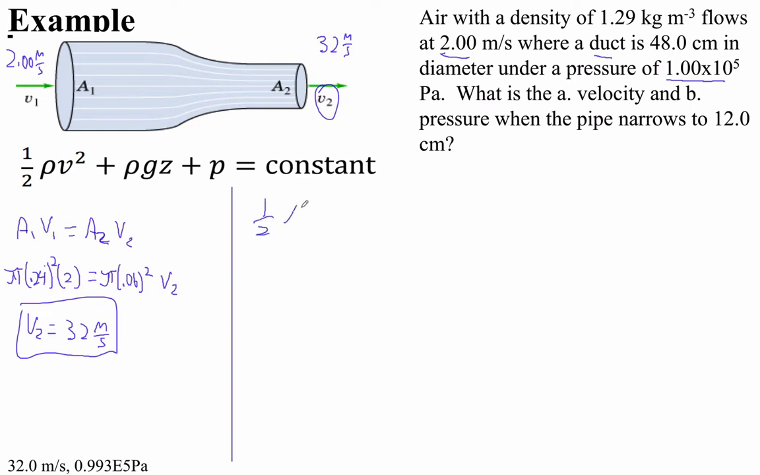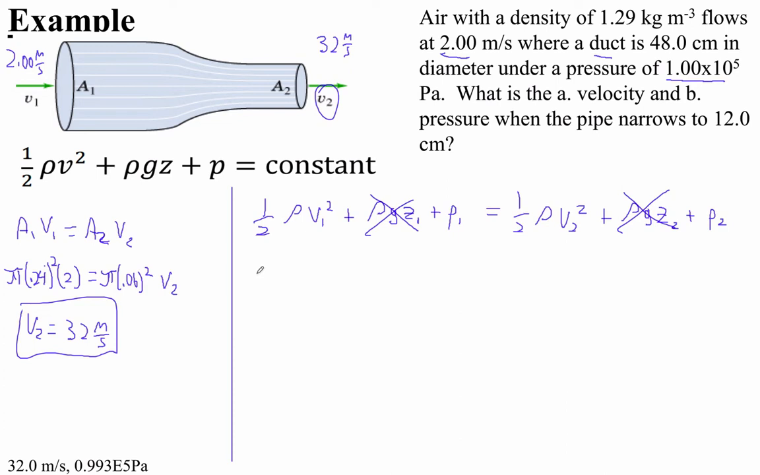Right, so 1/2 rho V1 squared plus rho g z, I'm not used to using z, plus P1 equals 1/2 rho V2 squared plus rho g z2 plus pressure 2. All right, and we're solving for the pressure 2, right? Now I'm going to say that the center of the pipe is the same elevation, so we don't have any contribution from hydrostatic pressure. It's just these terms here.